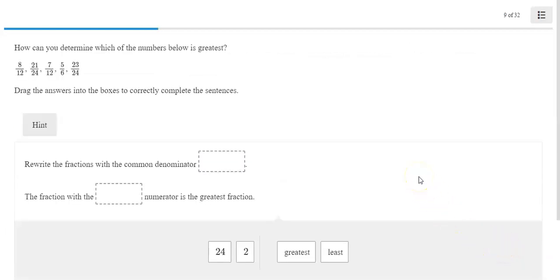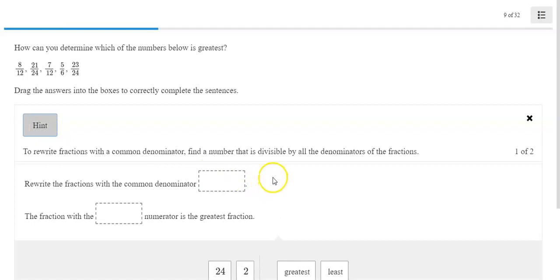Number 9, how can you determine which of the numbers below is greatest? We have these 5 numbers. We're going to drag answers into the boxes to correctly complete the sentence. So hint, rewrite fractions with a common denominator. Find a number that is divisible by all the denominators of the fractions.